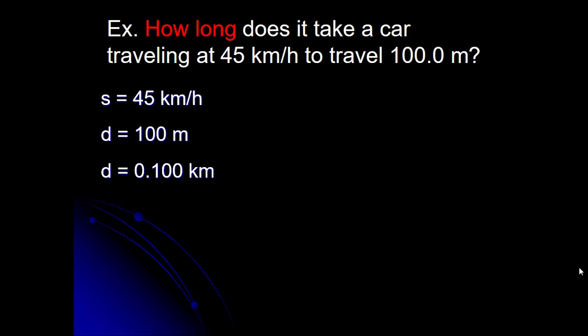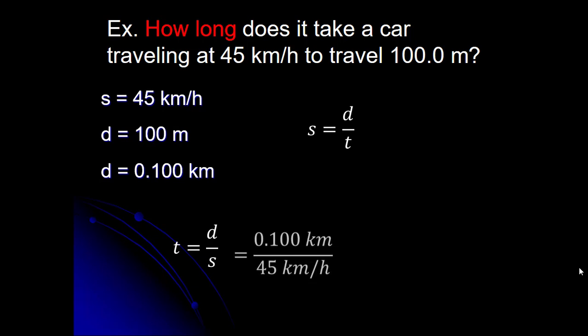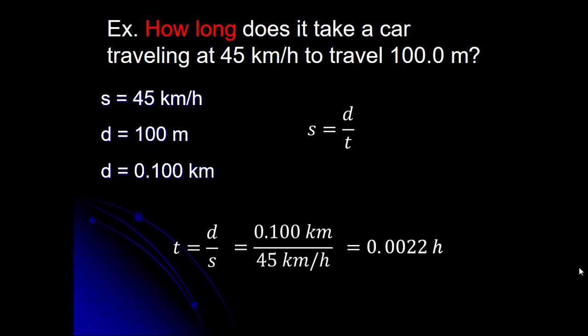So now that we have those units the same, we can set that up so that our speed is distance divided by time. And we're trying to find time, so we're going to rearrange that so time is by itself. Our distance is 0.1 kilometers, and our speed is 45 kilometers per hour. So it's going to take us 0.0022 hours to go that distance.